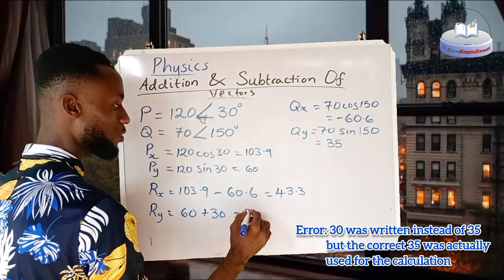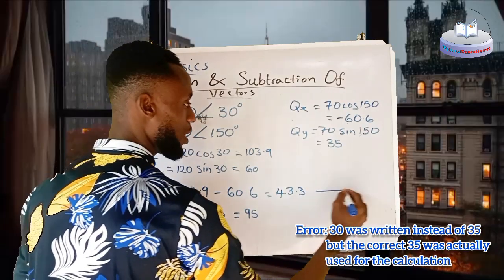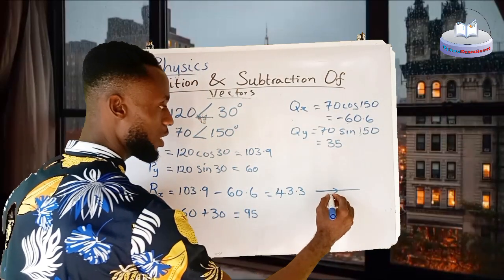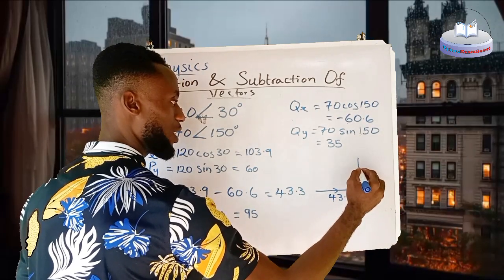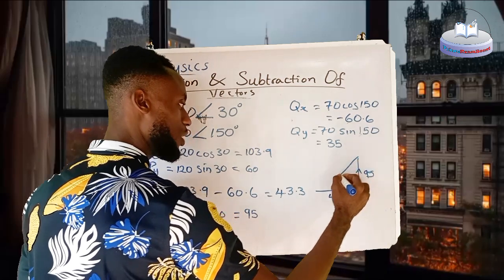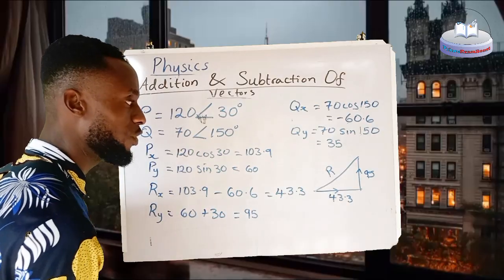This gives us 95. So what does this mean? It means that our resultant is moving in a positive x direction because it was a positive answer at the end. That's 43.3, and it's also moving in the positive y direction, which came out as 95. So the diagonal I will draw represents the true value of the magnitude of the resultant.